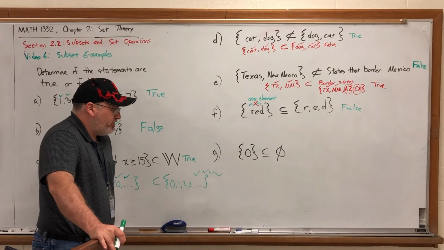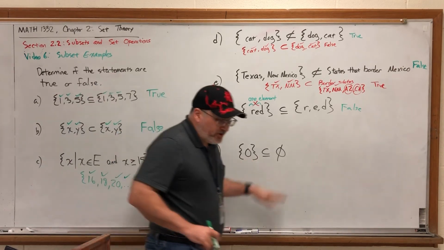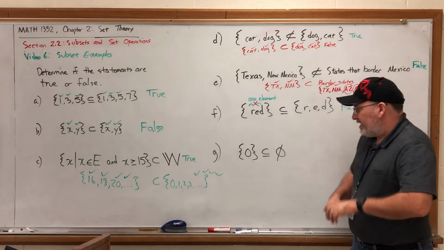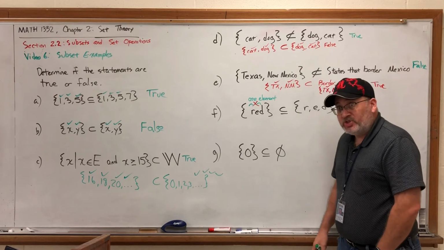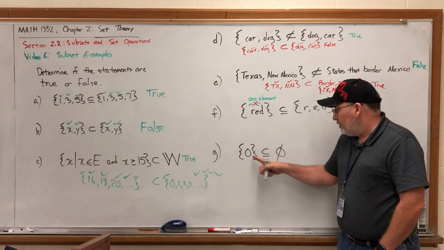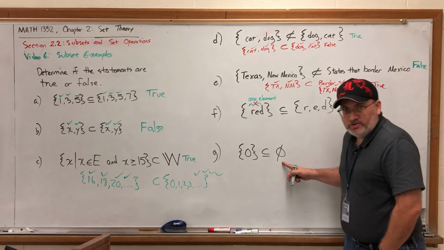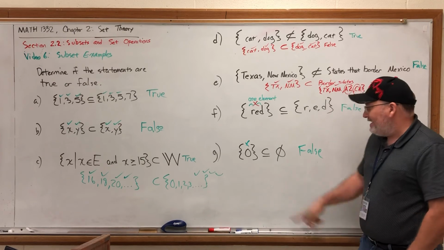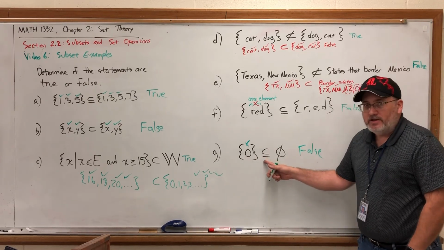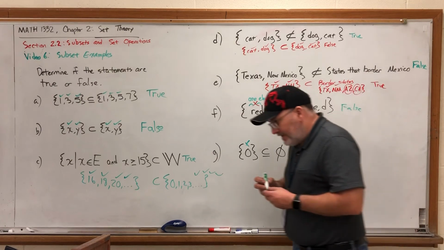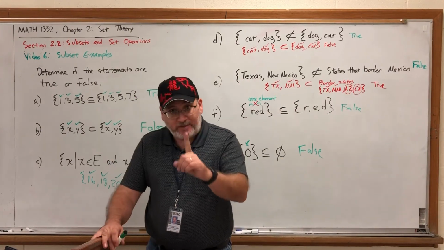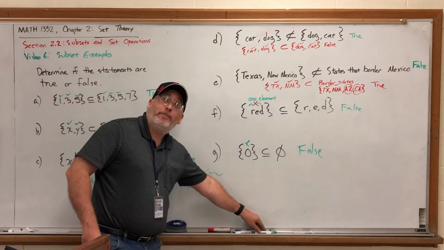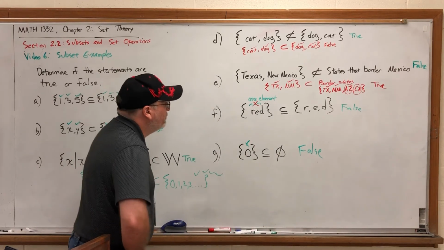And the last example, G. The set containing 0 is a subset of the empty set. Well, let's check it. Go to the first set and ask its elements, do you belong to the second set? 0, do you belong to the empty set? Nobody belongs to the empty set. This is false. Any non-empty set will never be a subset of the empty set. In fact, the empty set only has one subset, itself. And the empty set has no proper subsets. Chew on that for a while.